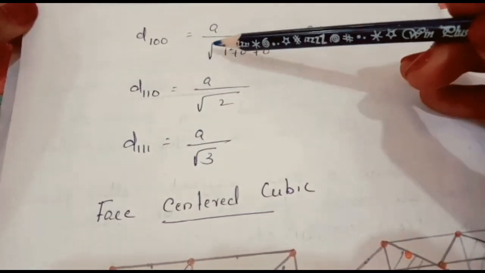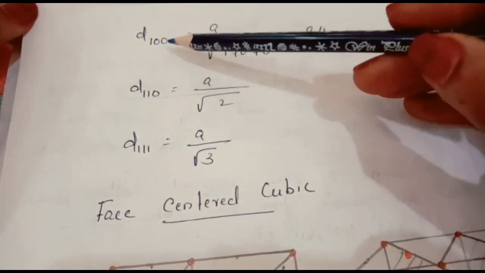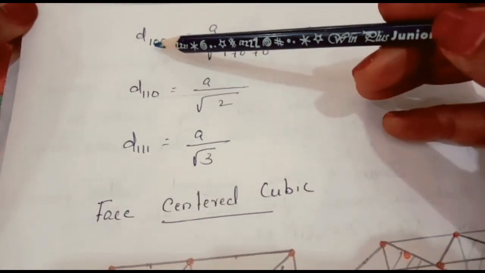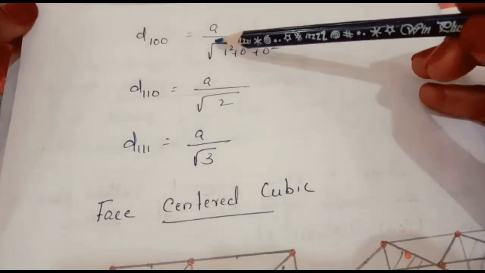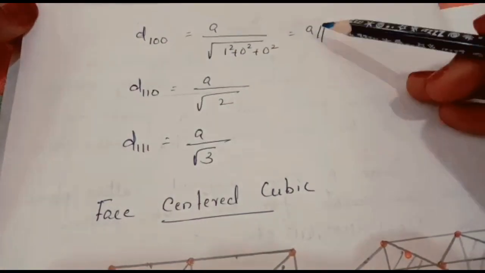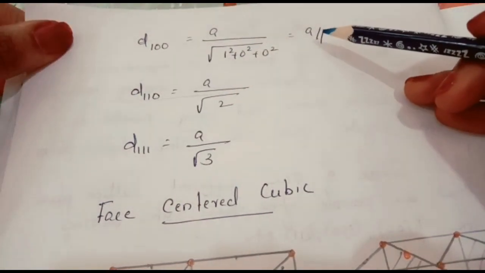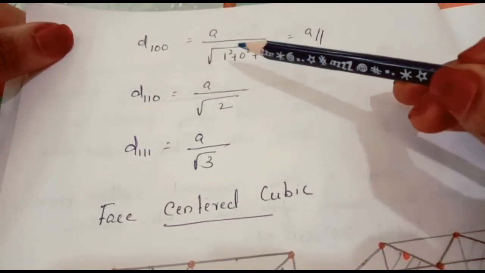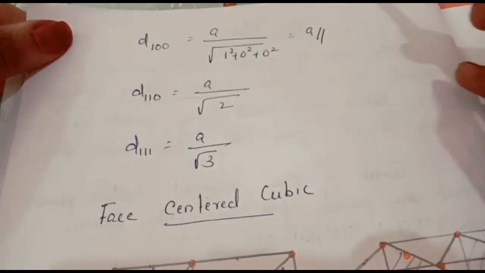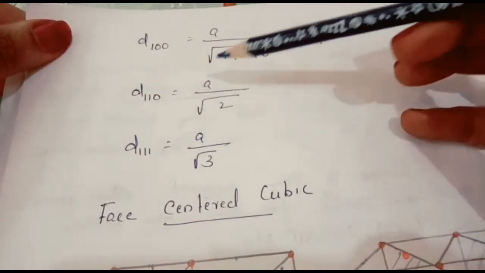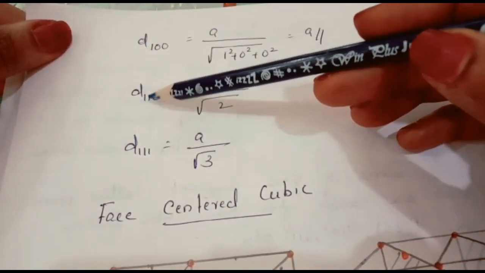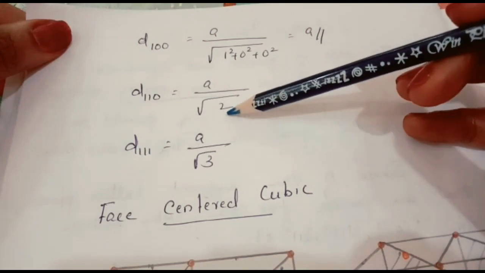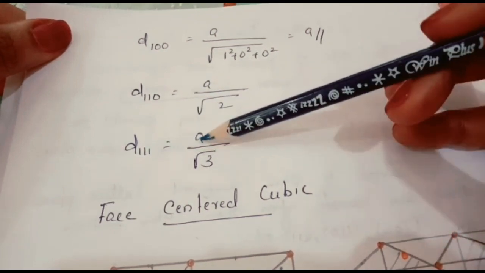A divided by root of h square plus k square plus l square. Here h is 1, k is 0, l is 0. So A divided by root of 1 is equal to A. We have already discussed that the distance between two successive planes in 100 is the same as the edge length, so it is again A. Then D110 equals A divided by root of 1 square plus 1 square, that is A by root 2. Then D111 is A by root 3.